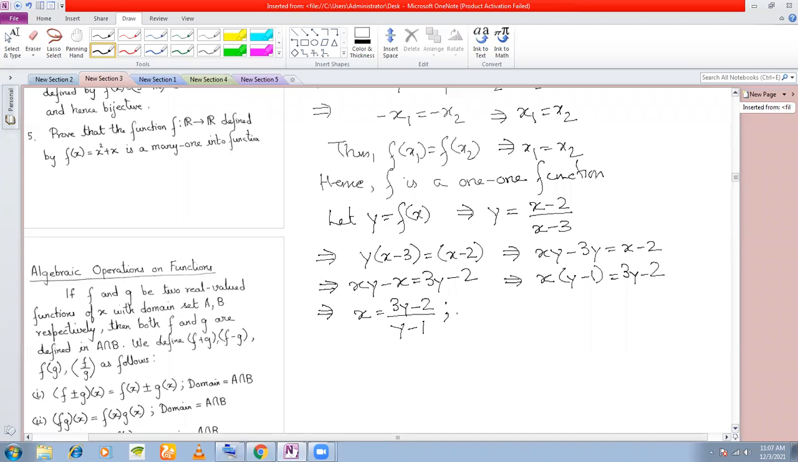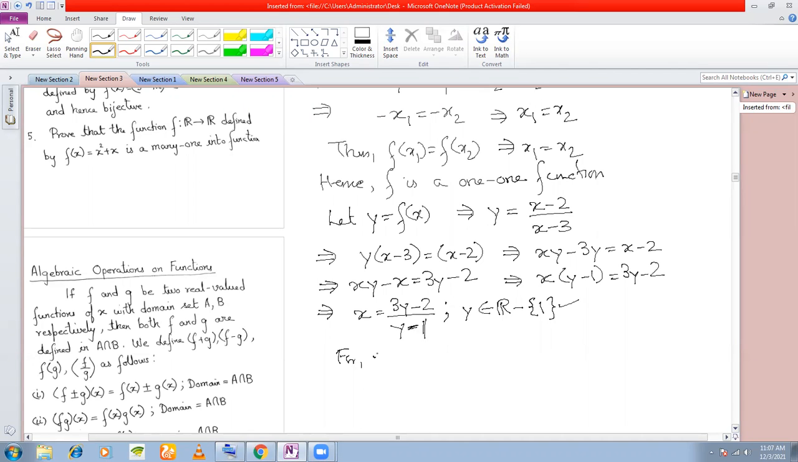And what does y belong to? y belongs to B, right? And what is the set B? R minus the singleton set {1}. Now see, will I get a pre-image for every element y belonging to B? Will I get a pre-image? Yes. Why? Because y equal to 1 we have removed from B. So y is equal to 1 is not an element in B. We have removed that element, right?